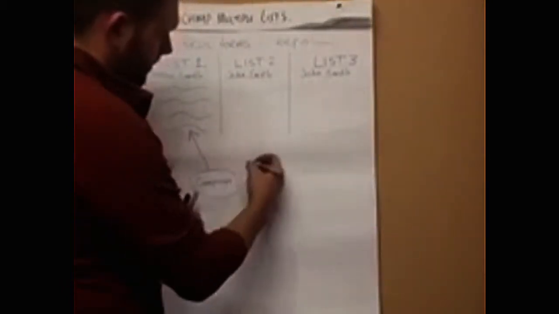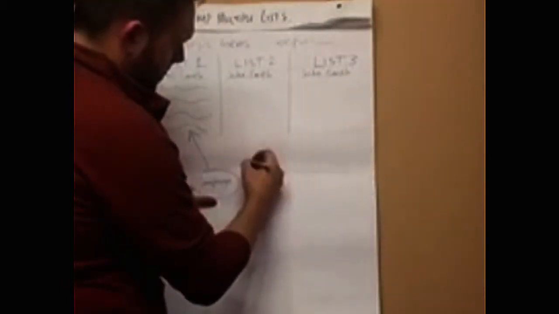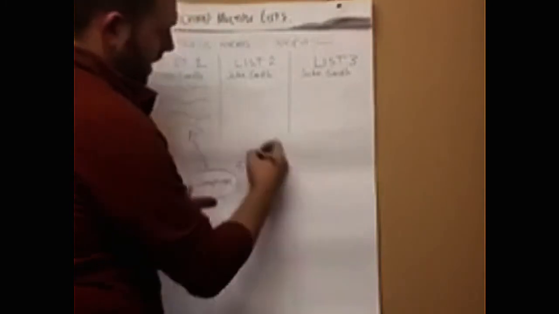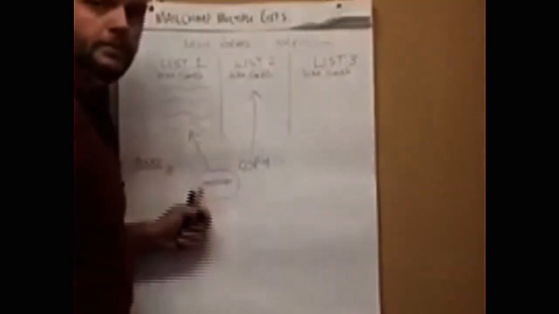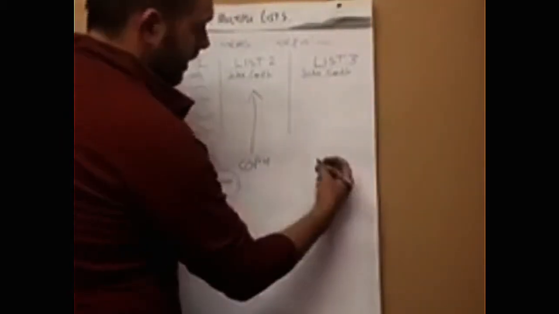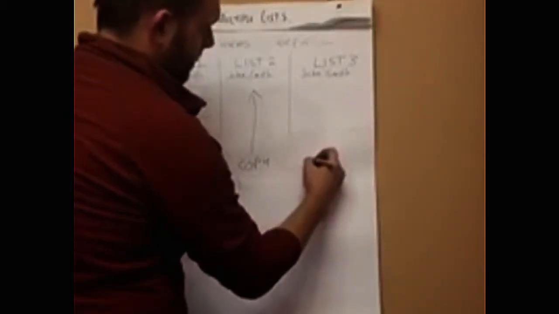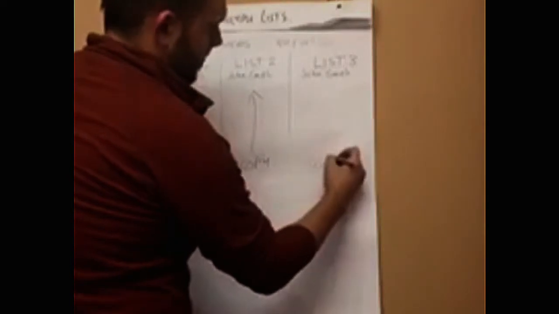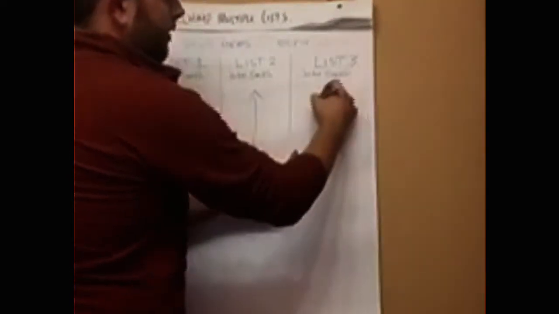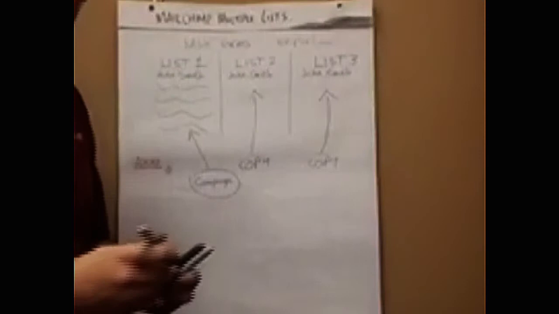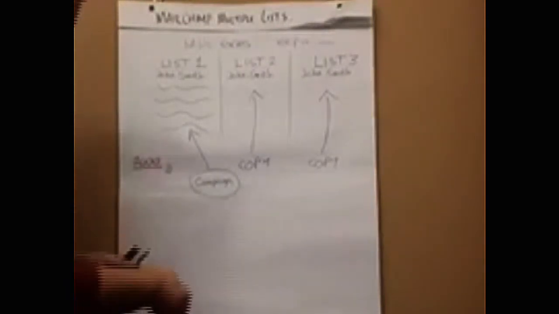So what do you have to do? You basically have to copy it, recreate it, and then send it to list 2. And then if you want it to go to all the people on list 3 as well, you have to copy it, recreate it, and then send it to list 3 as well. So there's your second issue.